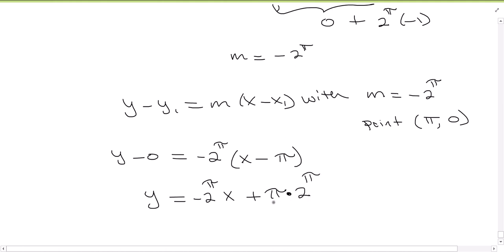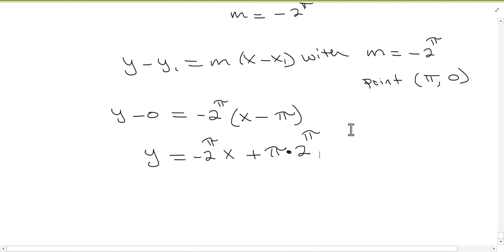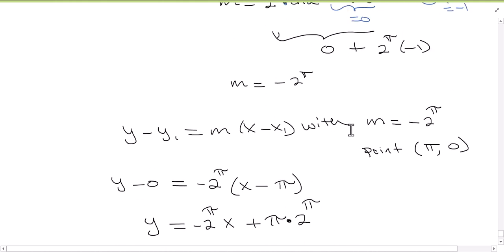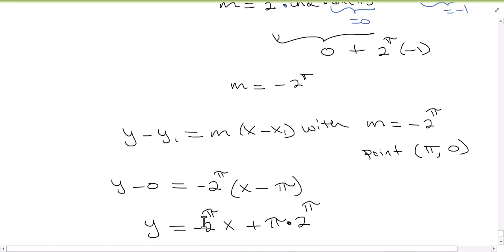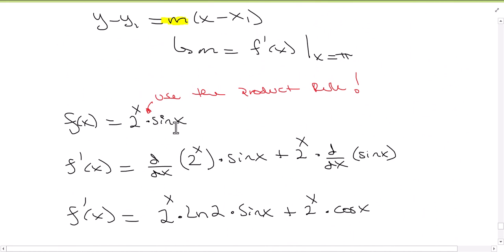Don't worry about turning that into a decimal. I prefer the mixed form. It's more exact. Okay, so that is an example of finding equations of tangent lines with general exponentials. And in this case, I wanted to do one that requires the product rule.